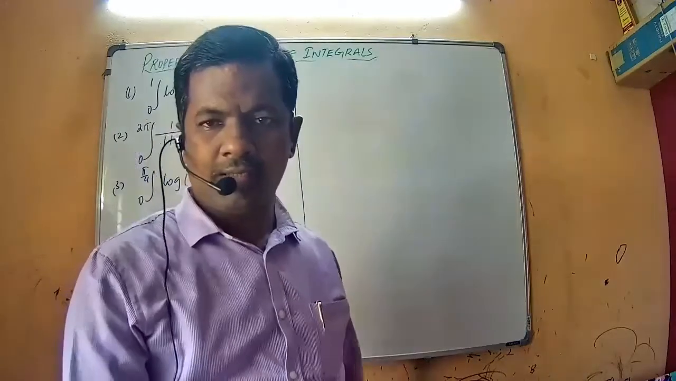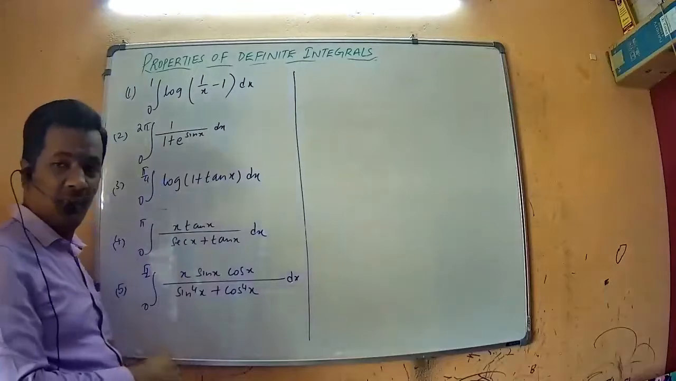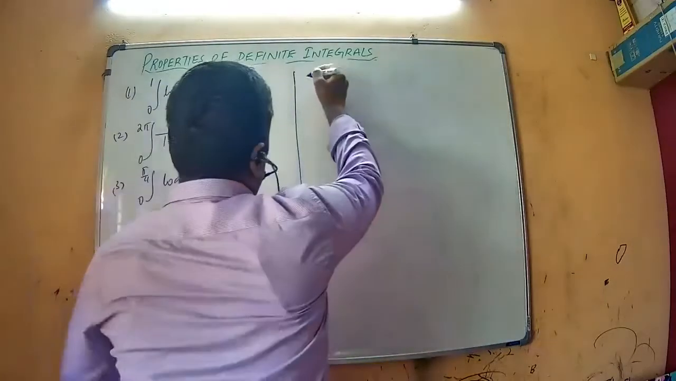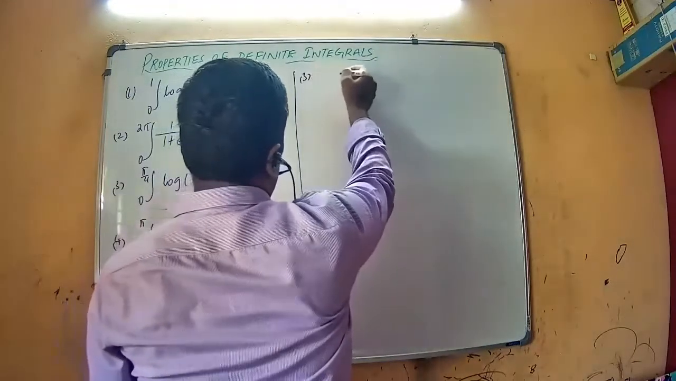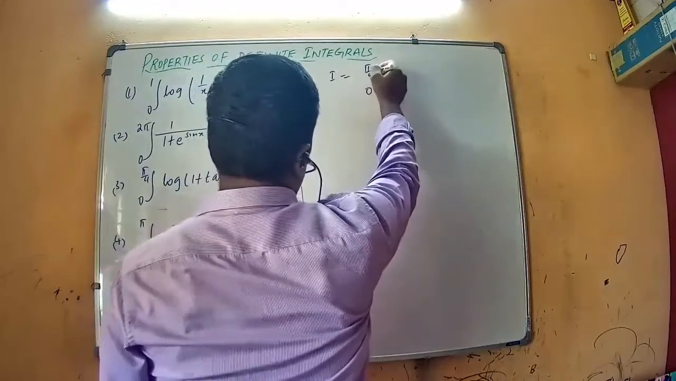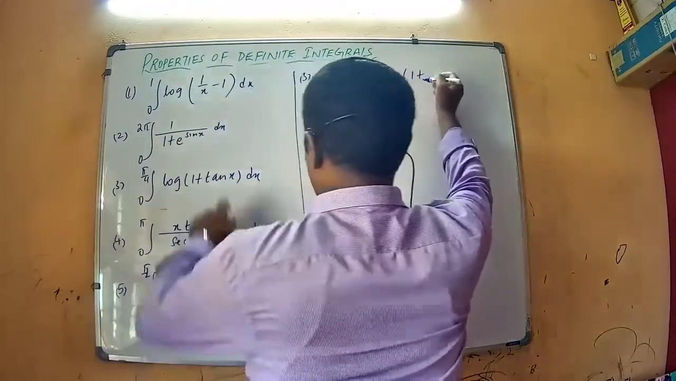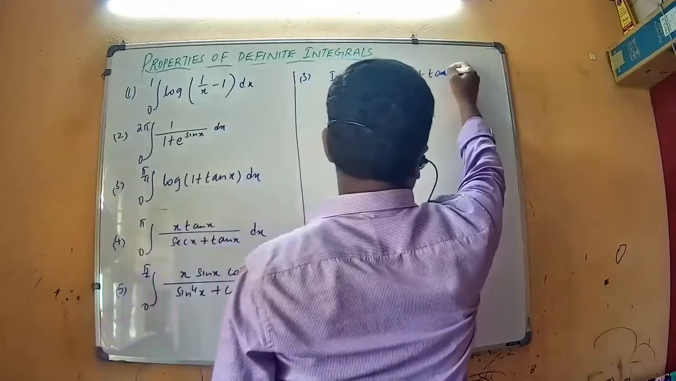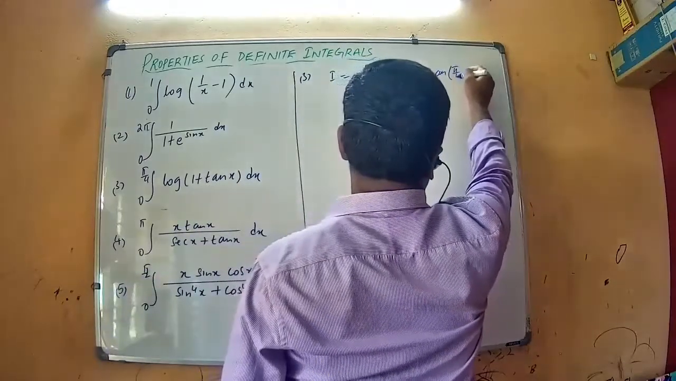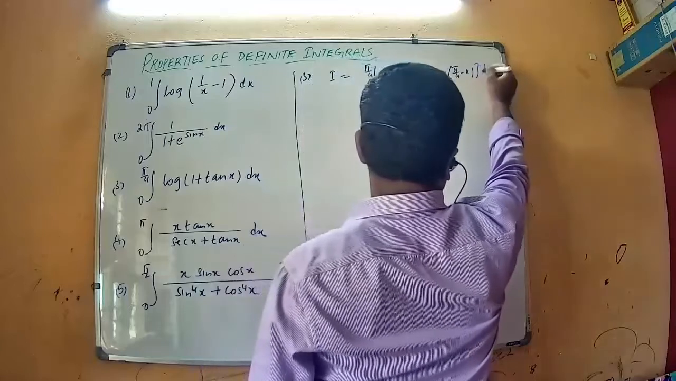Now see the third question. Integral from 0 to pi by 4 of log of (1 plus tan x). Apply the property: I is equal to the integral from 0 to pi by 4, as the lower limit is 0, writing x as upper limit minus x. So this will become tan of (pi by 4 minus x) dx.